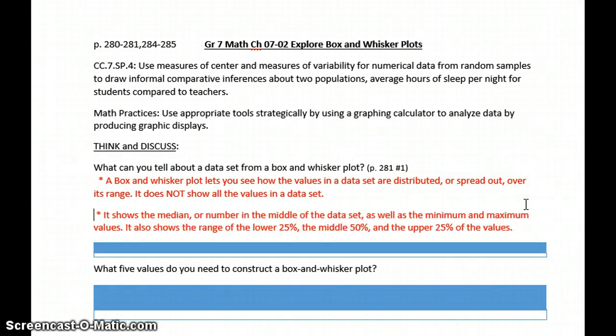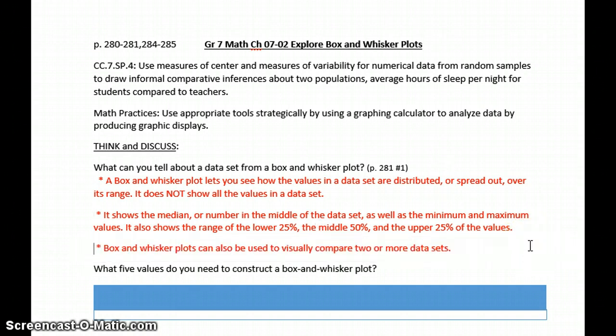Also, box and whisker plots show the median, or the number in the middle of a data set, as well as the minimum and maximum values. Box and whisker plots also show the range of the lower 25% of the data, the middle 50% of the data, as well as the upper 25% of the values. Box and whisker plots can also be used to visually compare two or more data sets.